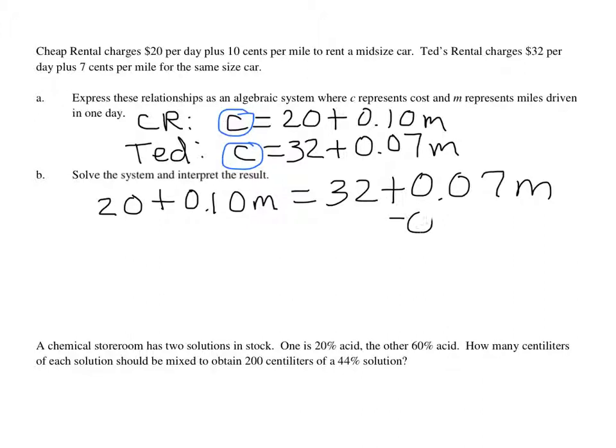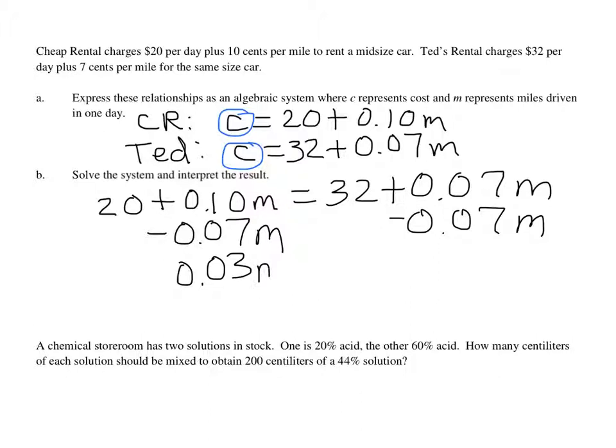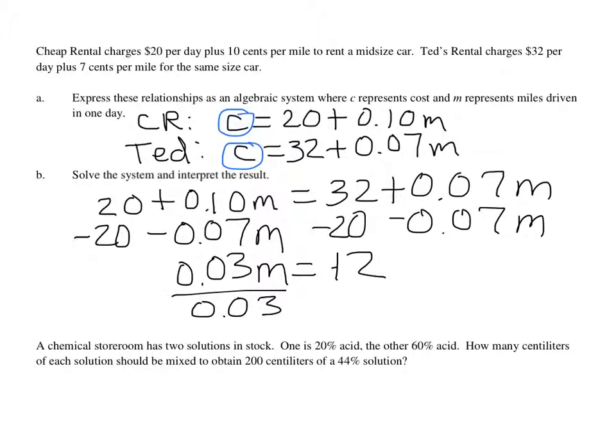Let's subtract 0.07m from both sides. So that gives us 0.03m. Let's subtract 20 and get rid of it over on the left. So that'll give us 12. 0.03m equals 12. Divide by 0.03, and we get m equals 400.